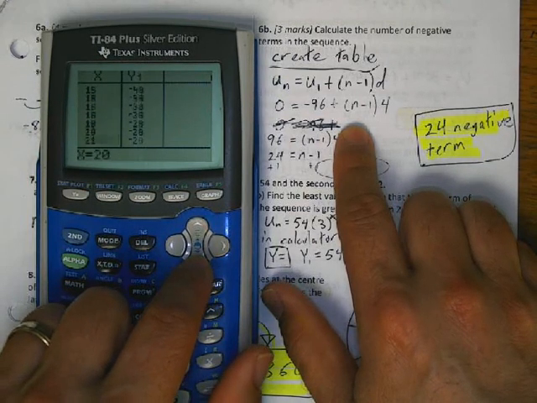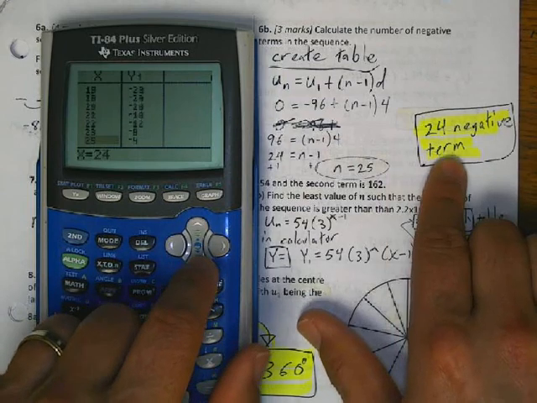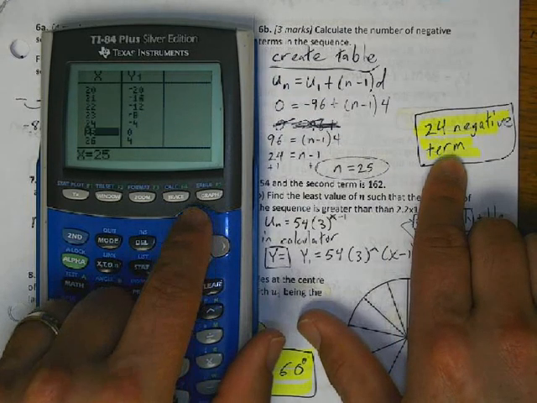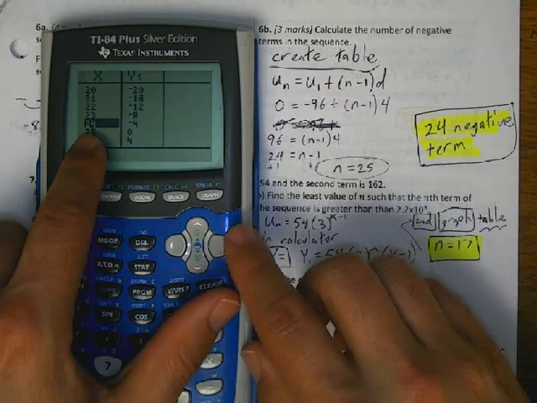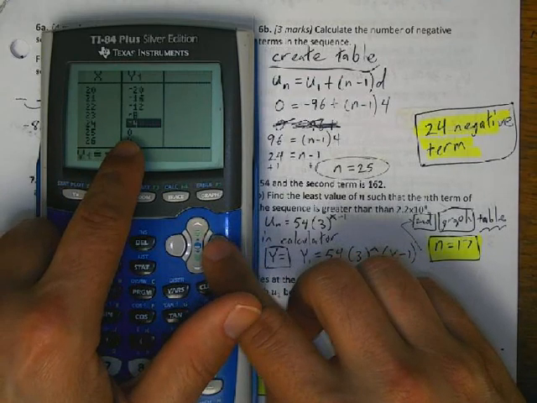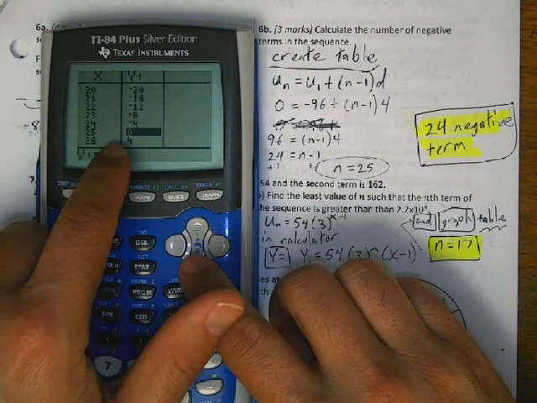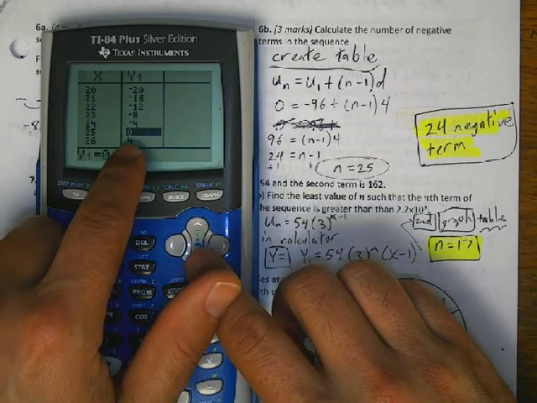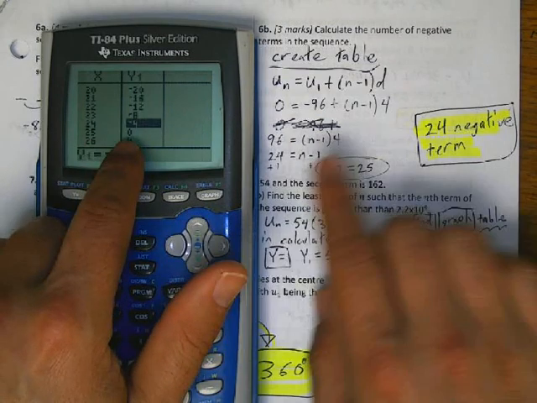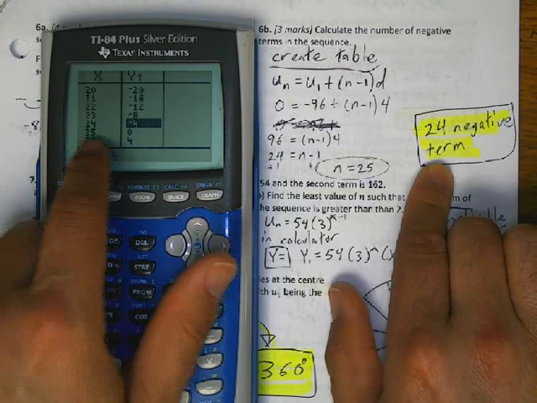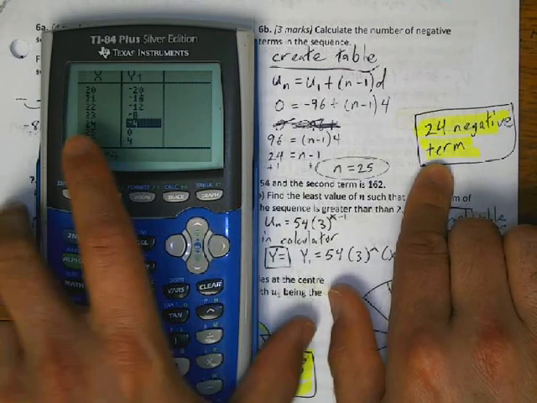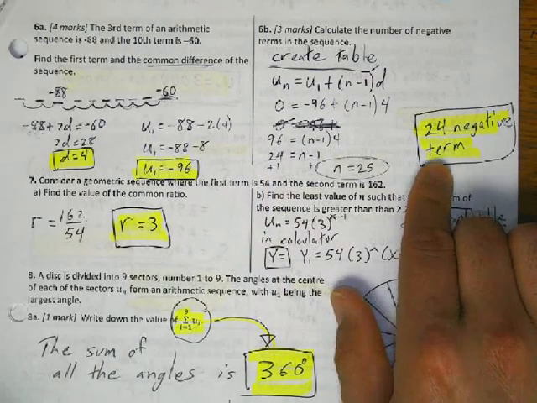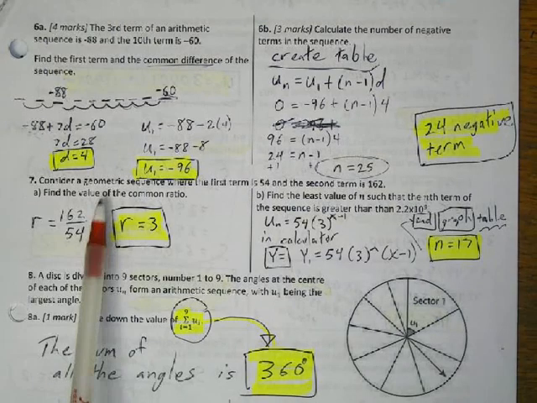We already know that the answer is 24. And when I get here, you can see, okay, at the 24th term, I've got a negative value. The 25th term is not negative, it's 0. So from here on the calculator, we can see that there's 24 negative terms before I start getting to positive terms.